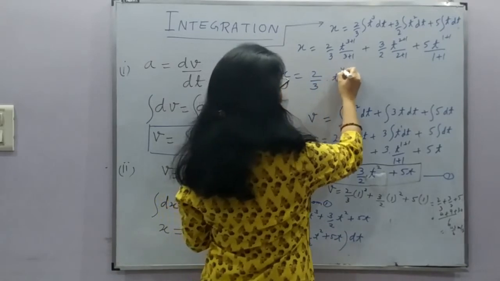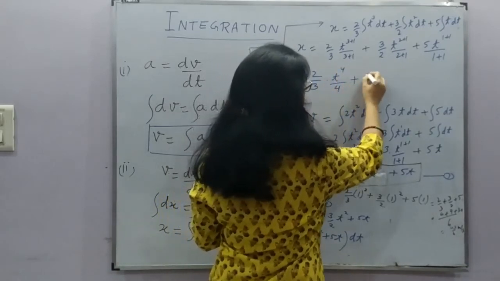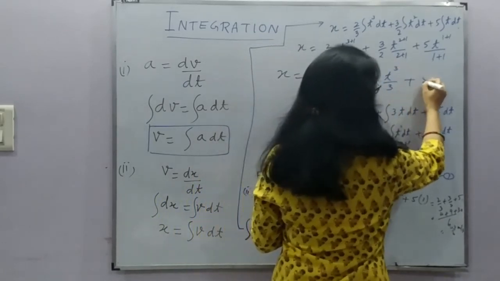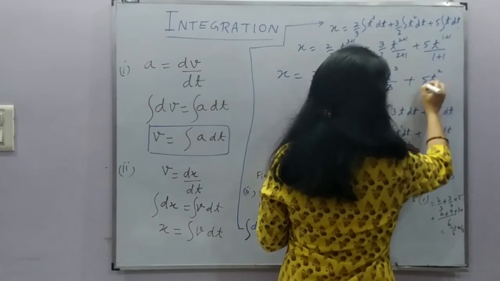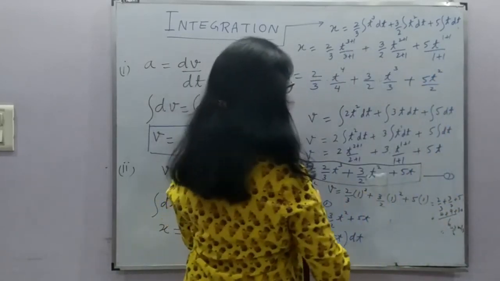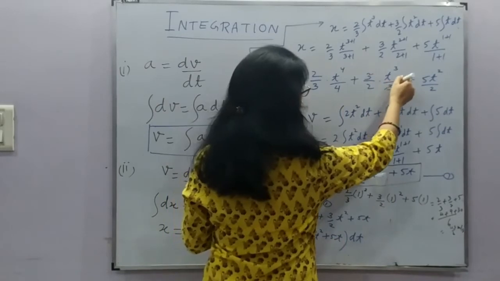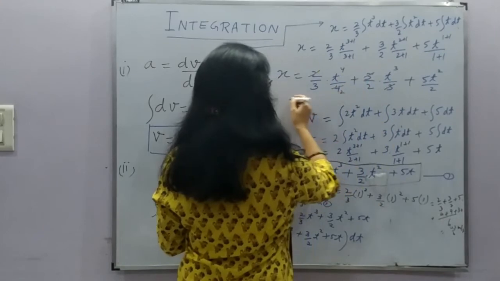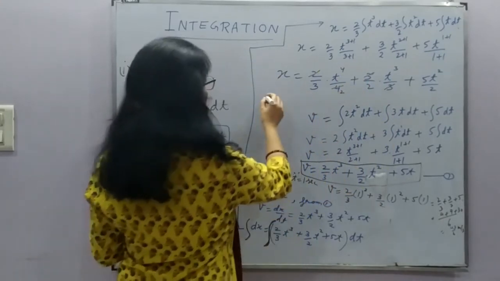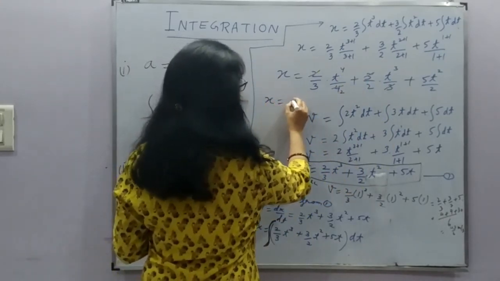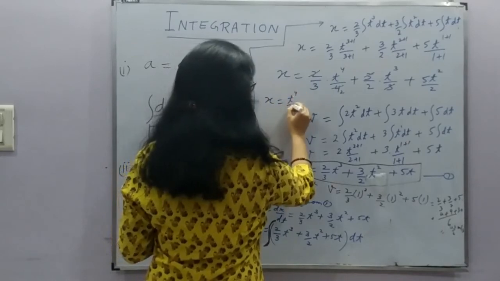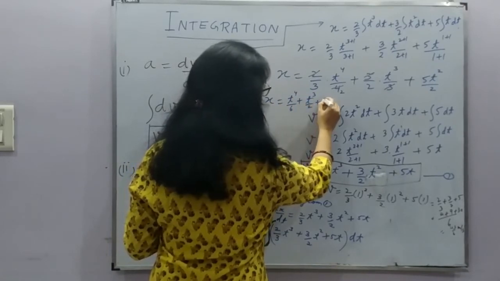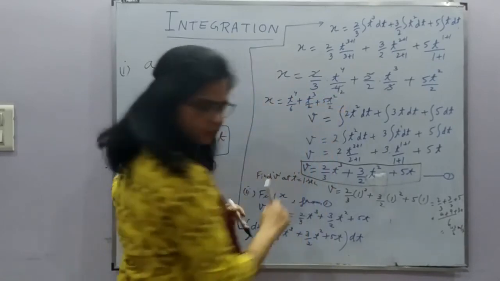Into t to the power 4 upon 4 plus 3 by 2 t to the power 3 upon 3 plus 5 t to the power 2 upon 2. So whatever can be cancelled, we can cancel it. So this will be cancelled and this will be cancelled. So what will be the expression? Expression for displacement will be t^4 by 6 plus t cube by 2 plus 5t square by 2, right?